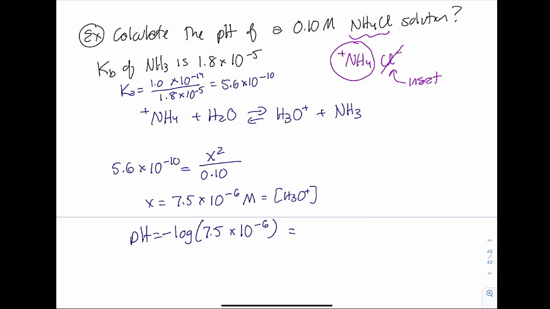So calculator again. And I got 5.12 for my answer. So again, just look at your salt, see what is the part that's reacting with water to produce hydroxide or hydronium ions, then write that equation. And then from there, it's just a process that we've done in the past.